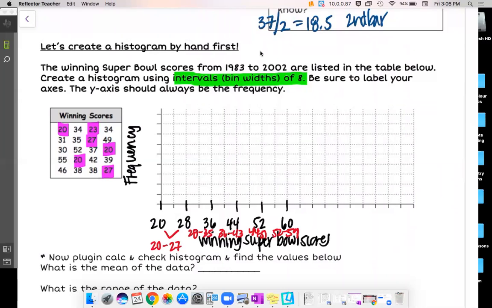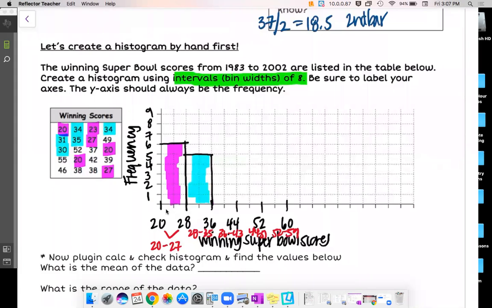Then I'm going to count. I have 1, 2, 3, 4, 5, 6 pieces of data. So on the frequency axis, I'm going to label 1, 2, 3, 4, 5, 6, 7, 8, 9, and this bar goes up to 6. So I know in this first bar, there are 6 pieces of data between 20 and 27. I'm going to highlight it so we know that's what goes with it. Okay, let's choose a different one. Let's do 28 to 35. I'm going to highlight all numbers between 28 and 35. Okay, I think that's it. We've got 1, 2, 3, 4, 5. So this comes up to 5, and I'm going to highlight this.